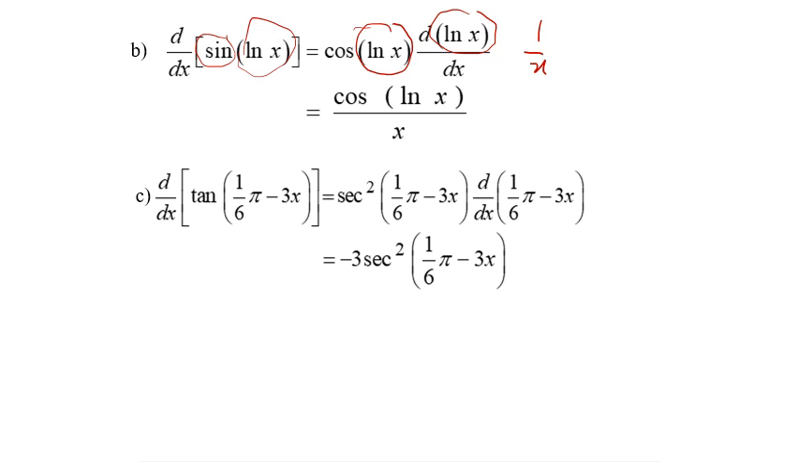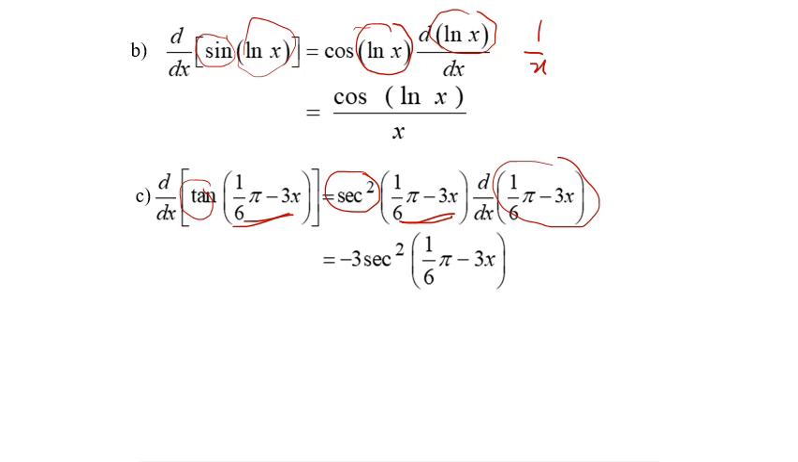Alright, next, differentiate tangent of pi over 6 minus 3x. As I mentioned before, first we just differentiate the trigo. So differentiate tangent, remember the previous example, we will get secant squared. And then the function here, we still copy the function. We don't differentiate this one yet. So we still have pi over 6 minus 3x. And then later, at the back here, we mention that we still need to differentiate this one.